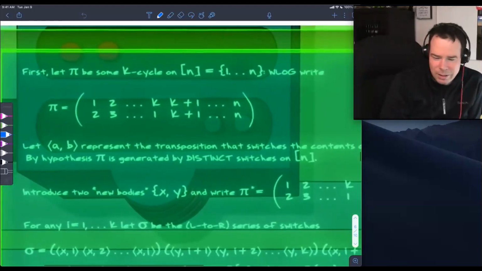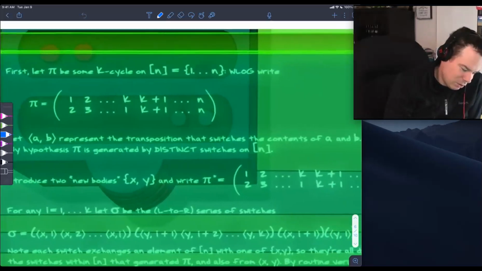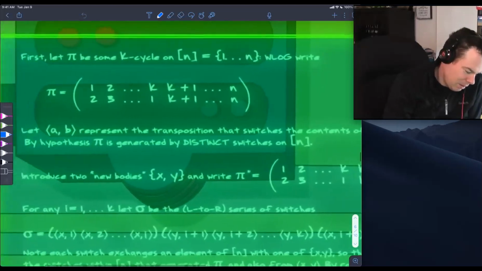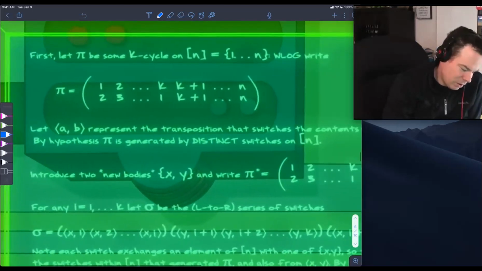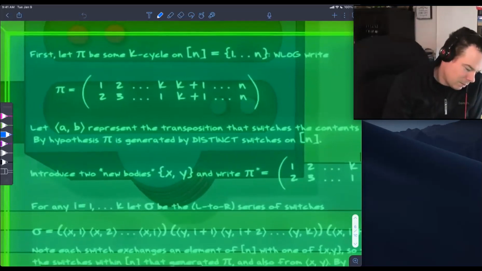And here angle bracket A, B represents the 2-cycle. We used round brackets with a space between them, but they're using angle brackets with a comma between them. It represents the transposition that switches the contents of A and B. By hypothesis, pi is generated by distinct switches in n. In other words, pi can be factored into a product of distinct 2-cycles.